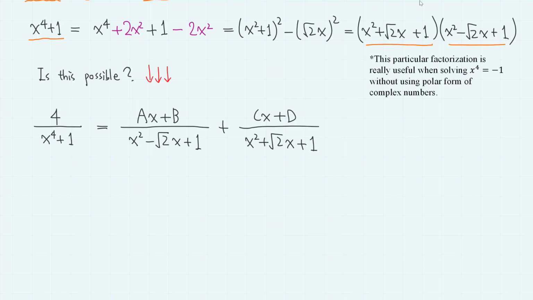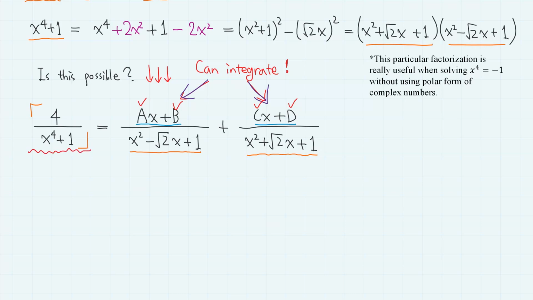let us investigate whether our remaining integrand 4 divided by x to the power of 4 plus 1 can be expressed as the sum of two fractions having denominators of x squared minus square root of 2 x plus 1 and x squared plus square root of 2 x plus 1 respectively. As for their respective numerators, we write ax plus b and cx plus d. Remember, I have just explained that these two functions can be integrated, so if we manage to find the coefficients a, b, c, and d, then we can integrate this.